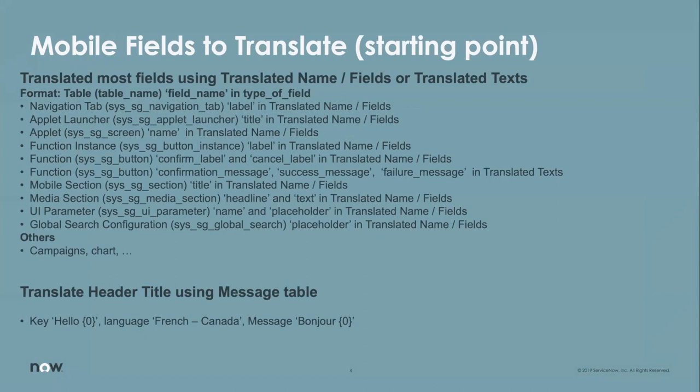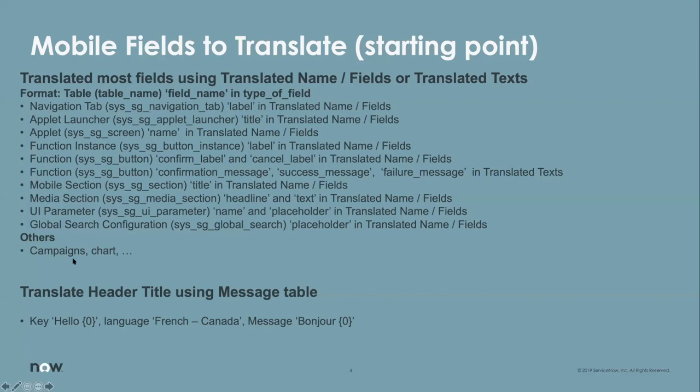But then there are also other areas that we didn't do. So the mobile section and the media sections, and UI parameter, actually we did that one, global search configuration. So it's really just a matter of any field that you've configured on the mobile application that the user sees. You will need to go and create a translation if it's something that you created. If it's something that ServiceNow created, in the majority of the cases we're pretty good at creating a translation for it. If not, you can go ahead and create your own translation.